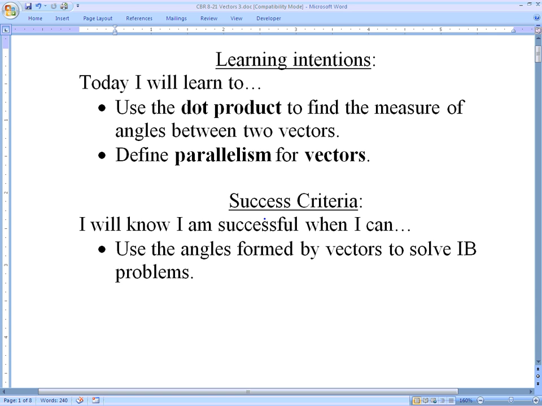Hello, calculus students. In this online lesson, we will continue our discussion of vectors, specifically referring to the dot product of vectors or scalar product between two vectors. And we will also talk about parallelism, or how to tell if vectors are parallel.